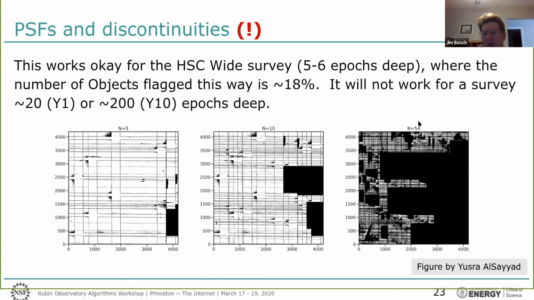And of course, you can see as you go up to 50 or so epochs, you just blow away your entire sky. Every object lands on an edge. So if you have to throw away objects that landed on an edge, you have nothing left.